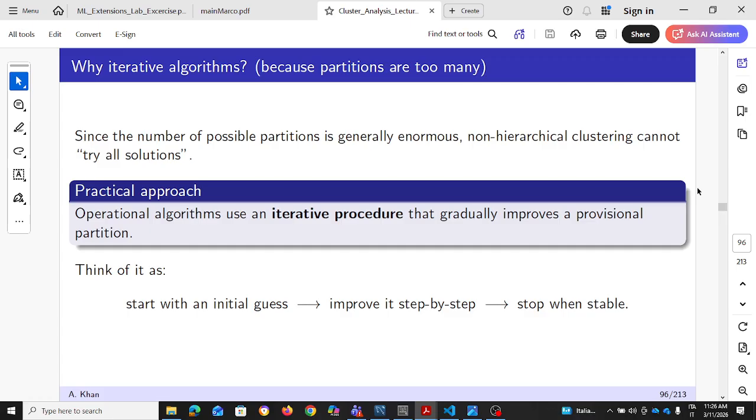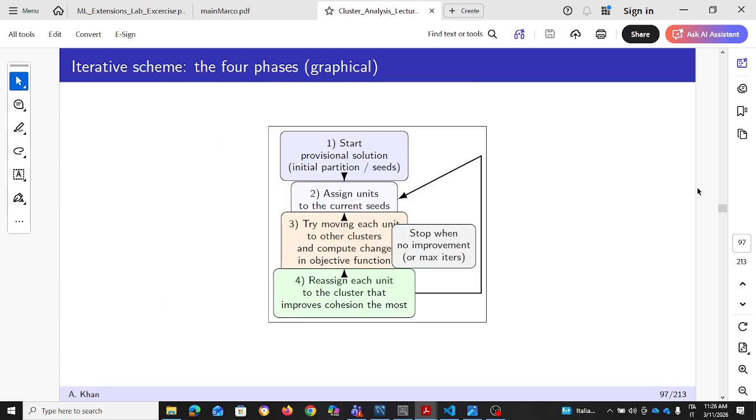So to have an efficient value of k, to have efficient clusters, we need an iterative method. We start from an initial guess, and step by step, as we go ahead with our optimization problem, we improve, and finally we stop somewhere where we converge. And we say, okay, this is our best value of k.